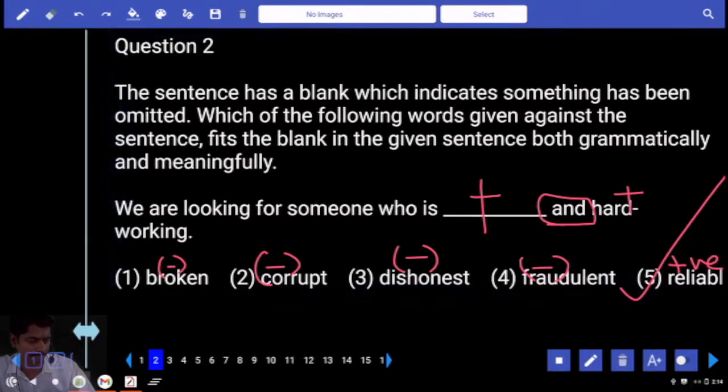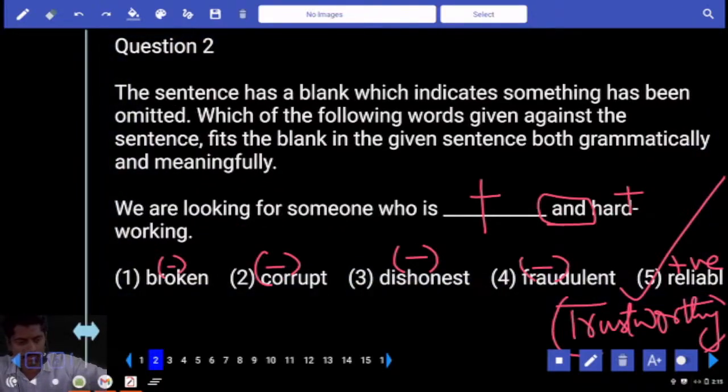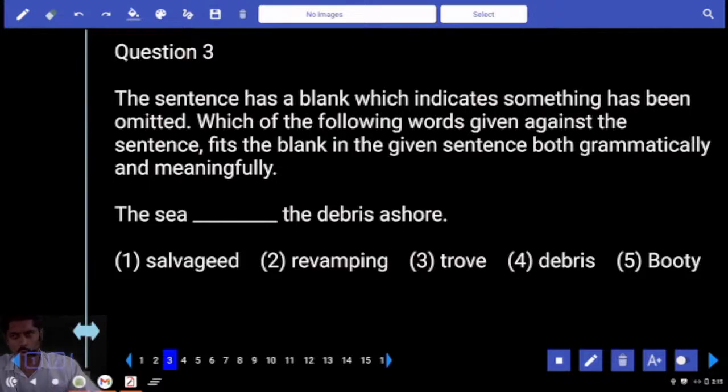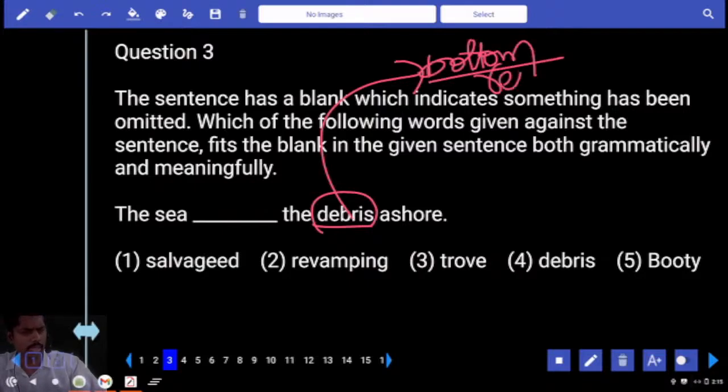Reliable is nothing but what? Reliable means trustworthy. So we are looking for someone who is reliable and hardworking. Even banks look for the same thing. Banks are looking for reliable and hardworking employees. The C dash debris ashore. Debris means the bottom part, the sediment part. Bottom or remaining part is called debris. After the plane crash in Ahmedabad, you can find only debris, the remaining part.